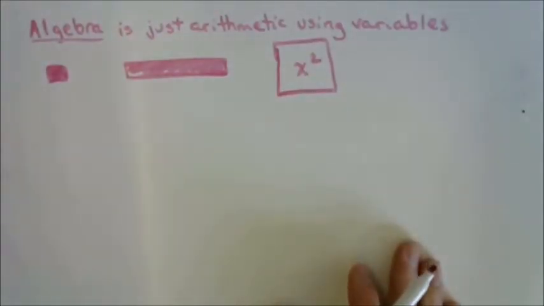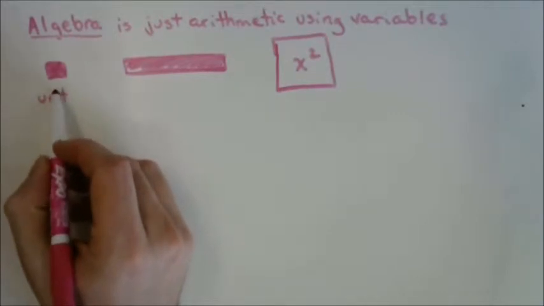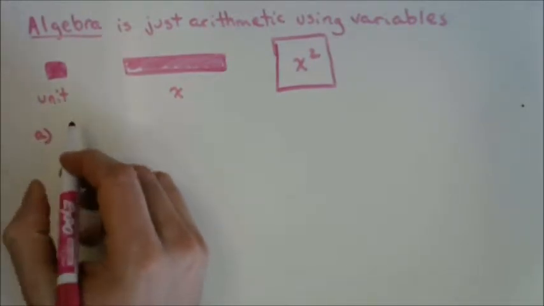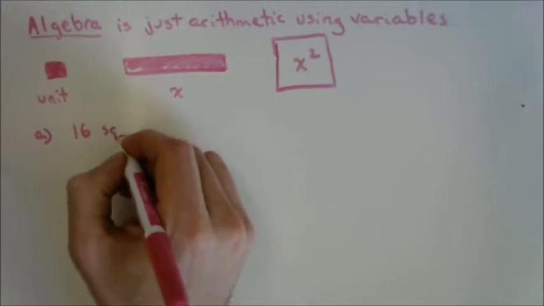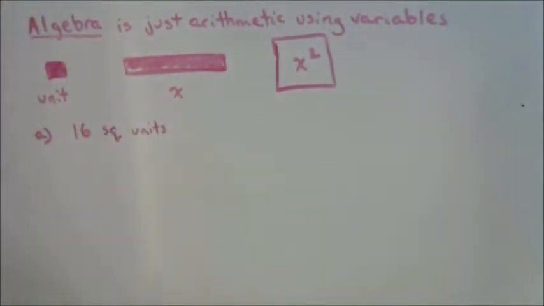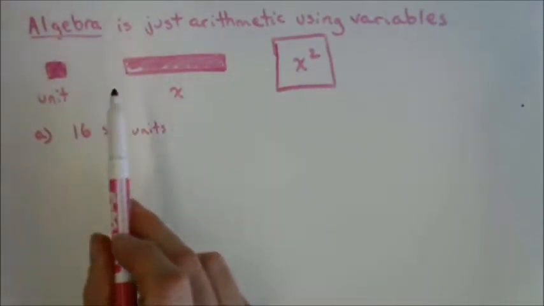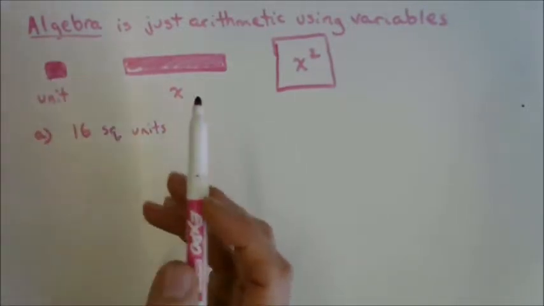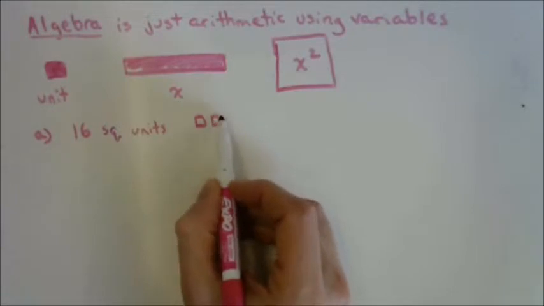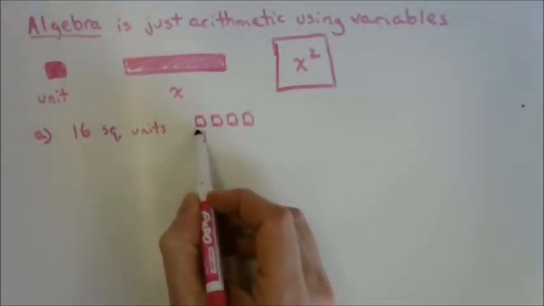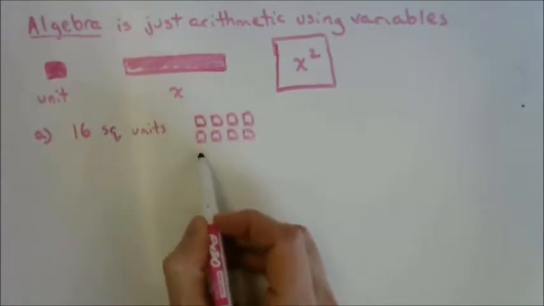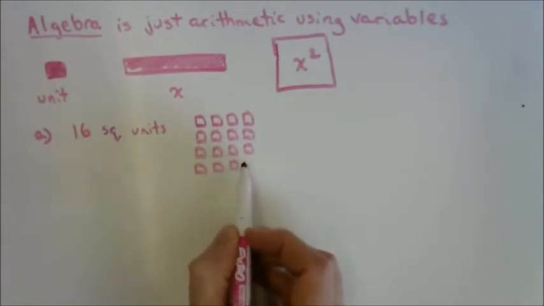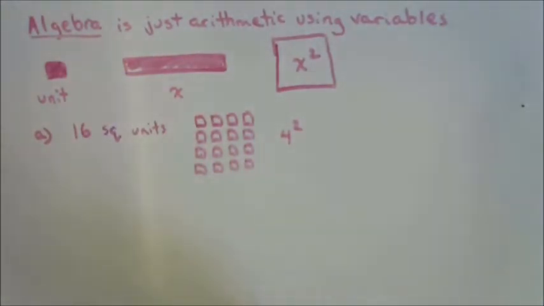Okay, so now we have three options. We have a unit, we have an x, and we have an x squared. And we're going to draw a box that is 16 square units. Now, which tiles are we going to be using if we already know it's just 16 square units? The little one. We're just going to be using these. And we need 16 of them arranged into a perfect square. Do you know the dimensions? 4 by 4. This is 4 squared.